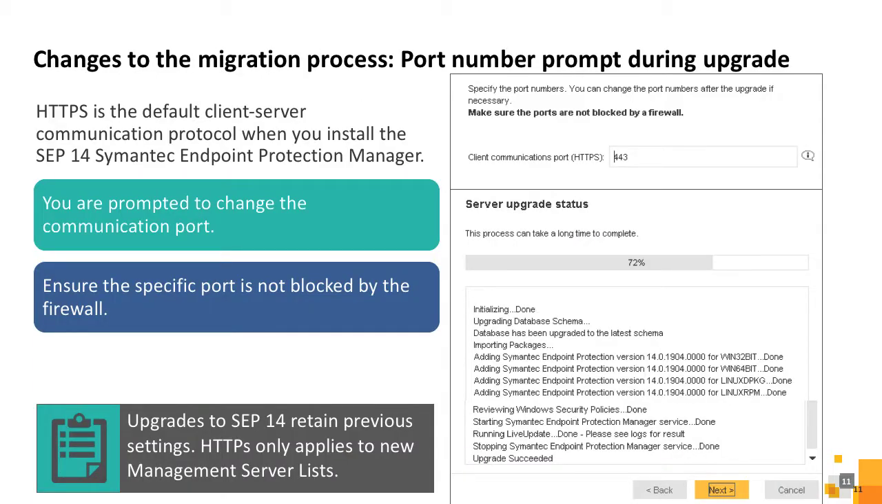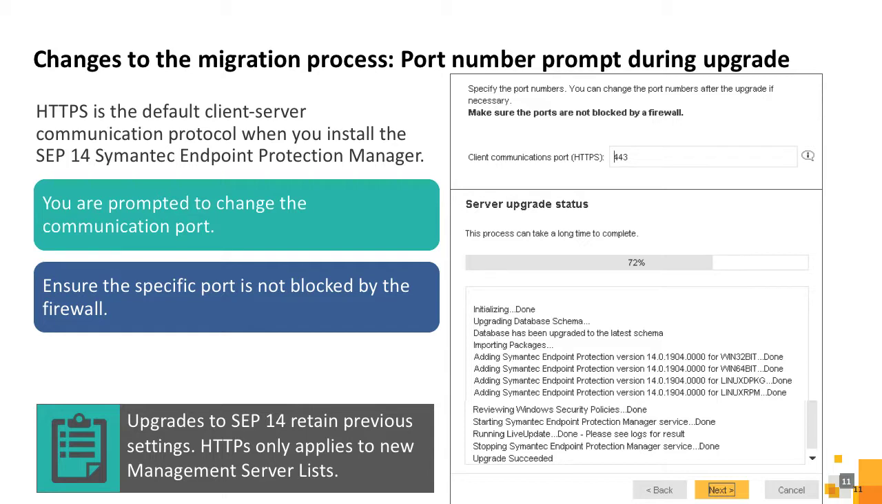HTTPS is the default client-server communication protocol when installing the Symantec Endpoint Protection Manager. During an upgrade, a prompt is generated to specify port numbers for HTTPS. Ensure that the firewall does not block the specified port. Upgrades to SEP 14 retain previous settings. Port 443 only applies to new management server lists.